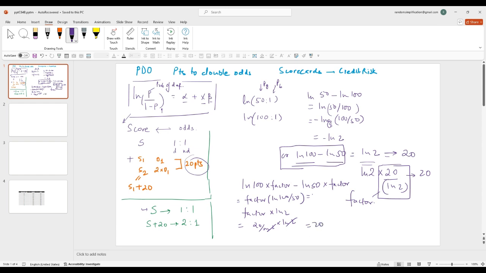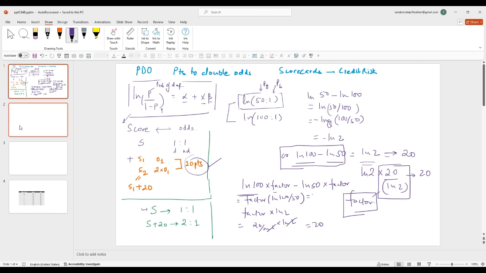So if you multiply these log odds by this factor, which is this number 20 by log 2, the difference between these two becomes 20. So that's one part of the story. This is how you achieve this 20-point difference: you multiply the log odds from the model by a factor which is equal to 20 points divided by log 2.